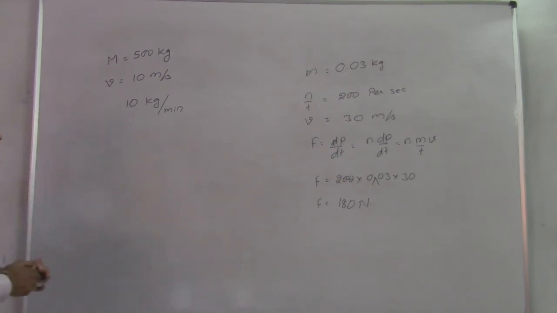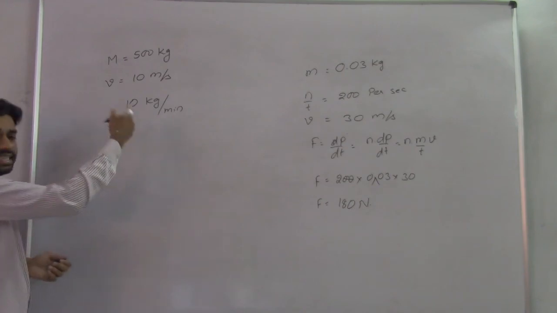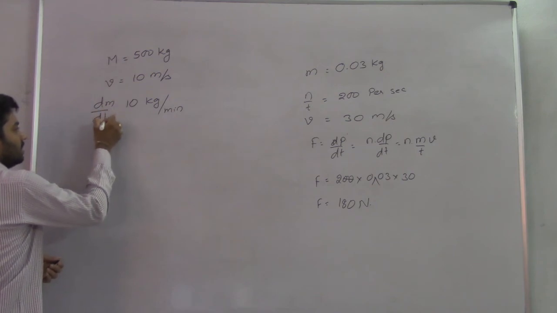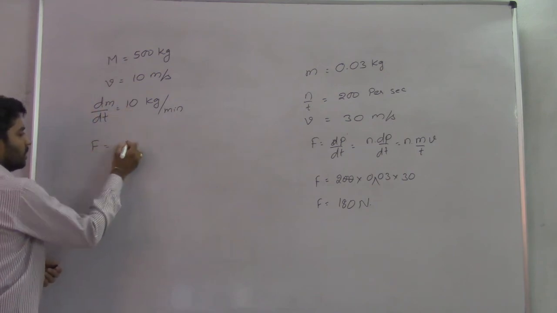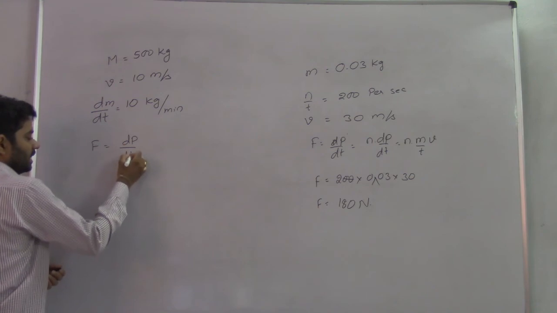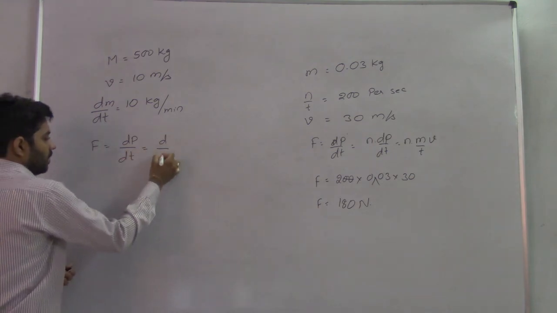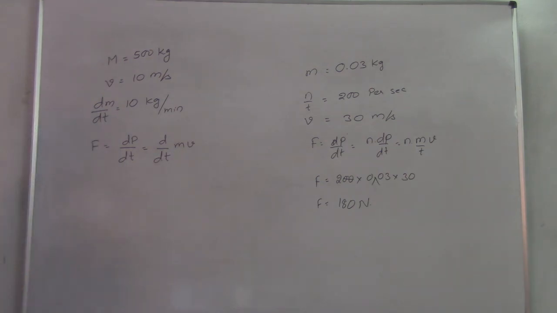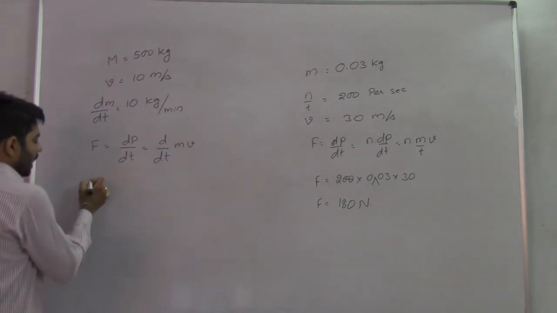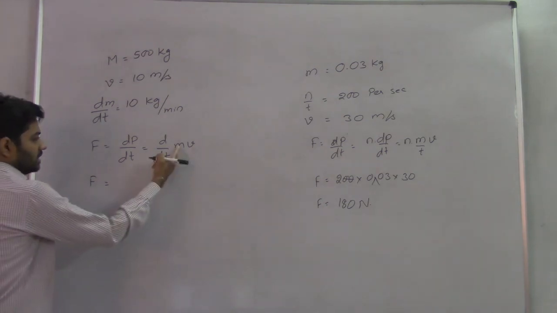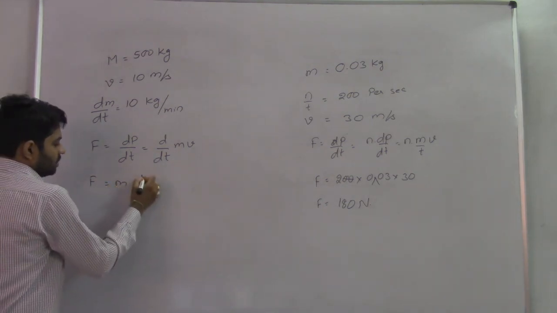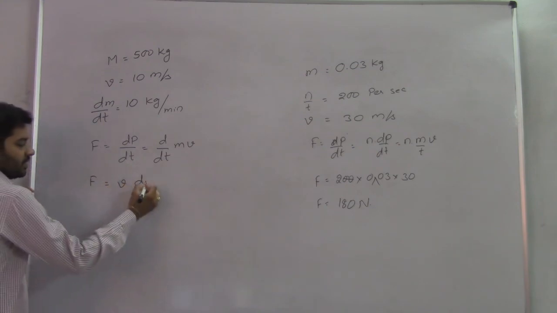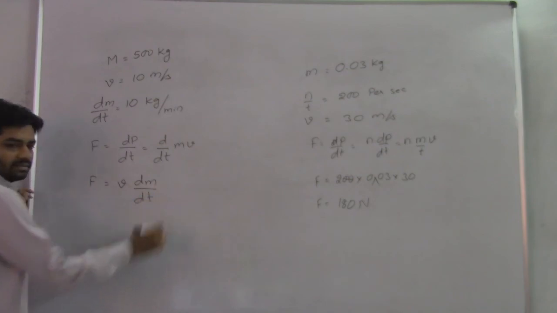Clear? So in this situation, this is the rate of change of mass. So I can write this as dm by dt. So force is equal to what? General formula dp by dt. This is equal to d by dt of m into v. So what happened? F is equal to, m I'll take outside, m into velocity constant, and take v outside. So m is variable, dm by dt.